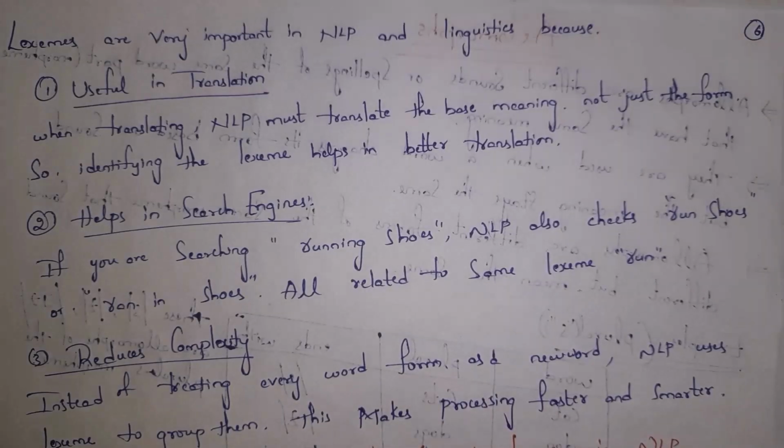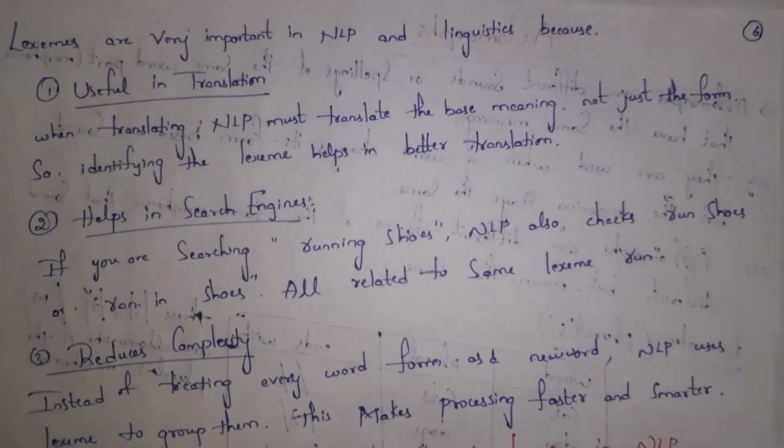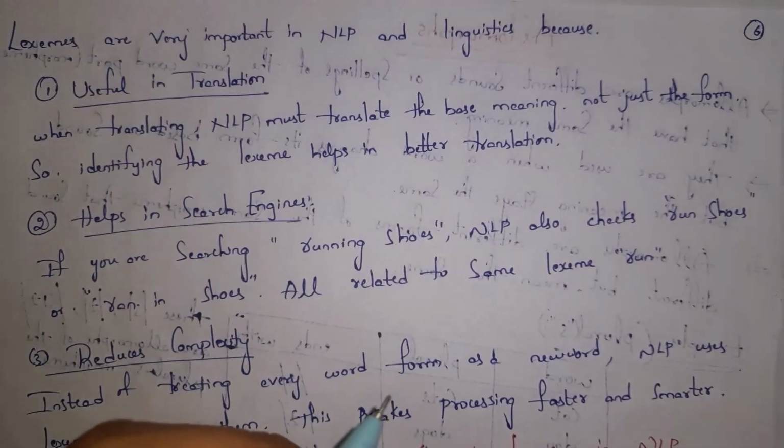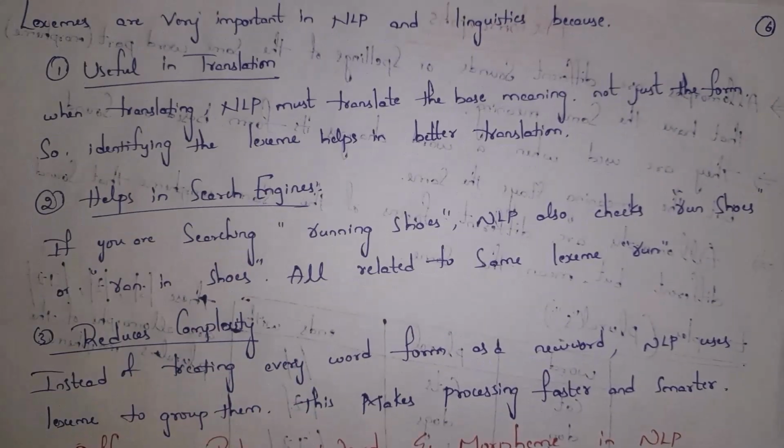And similarly, third one is to reduce complexity. For example, without lexemes, NLP will treat each word as new word. For example, NLP will treat run as new word and similarly running as new word. So processing will take long time. So instead of treating every word as new word, NLP will use lexeme to group them. So whenever I enter running, automatically NLP will understand that running belongs to lexeme, that is run. So processing will be faster and better.